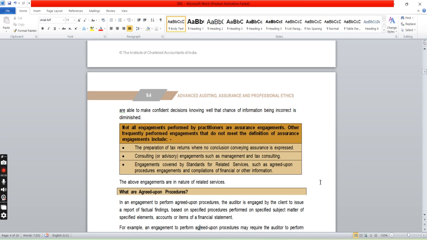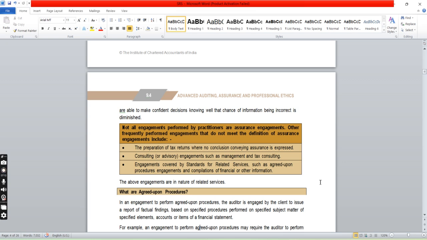Preparation of tax return where no conclusion conveying assurance is expressed. So while preparing the tax return there are no assurances involved. Consulting or advisory engagements such as management and tax consultancy, again non-assurance kinds of engagement. Engagements covered by the standards for related services such as agreed upon procedures engagements and compilation of financial and other information. The above engagements are in the nature of related services.